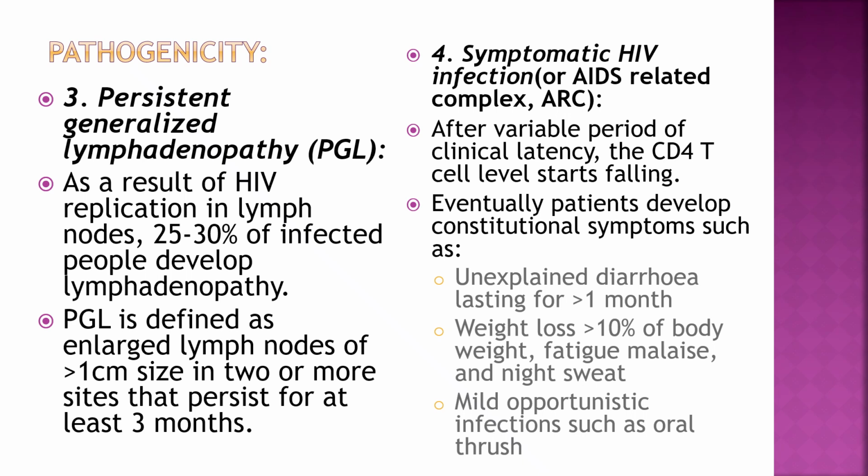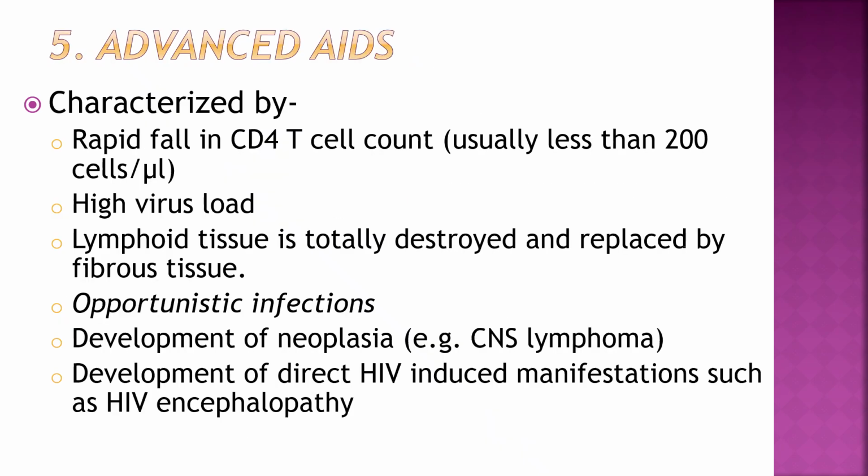Fourth is symptomatic HIV infection or AIDS-related complex (ARC). After a variable period of clinical latency, the CD4 T cell level starts falling. Eventually, the patient develops constitutional symptoms like unexplained diarrhea for more than 1 month, weight loss of more than 10% of body weight, fatigue, malaise, night sweats, and mild opportunistic infections such as oral thrush.